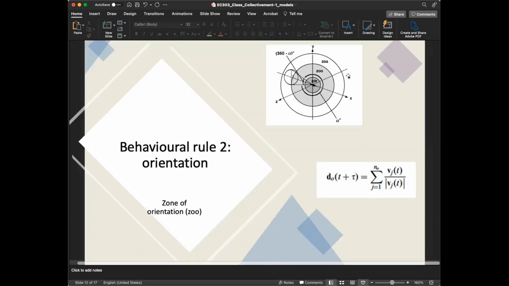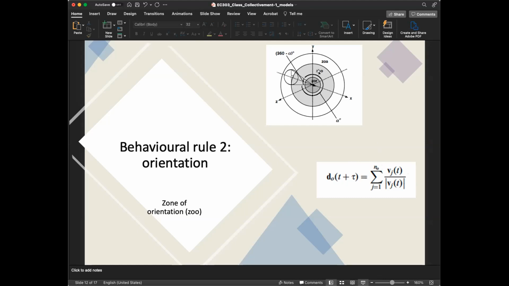Now, the second behavioral rule comes from this second annular region represented as ZOO. It's a zone of orientation. What happens there is the following: if Vj is the velocity vector of the individual in this zone, you consider all such individuals in this zone. Let NO represent the number of individuals in this zone of orientation. You move in the average direction of all the individuals, but only within this ZOO.